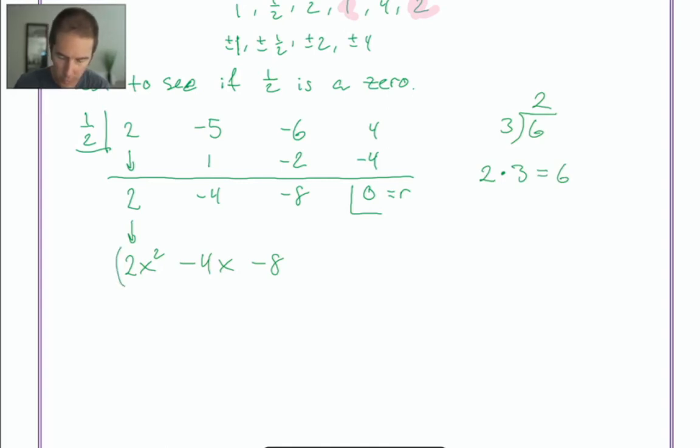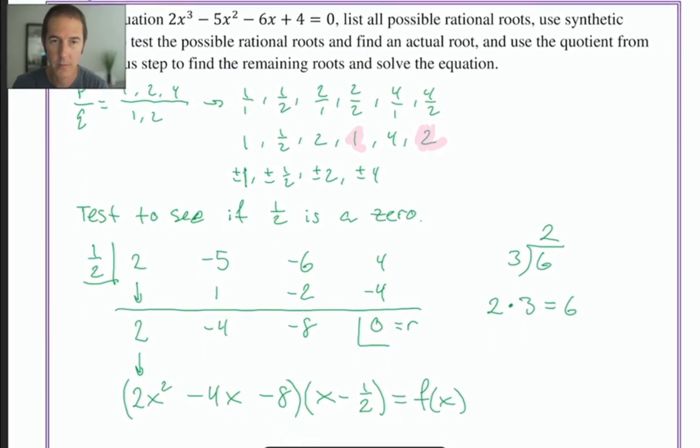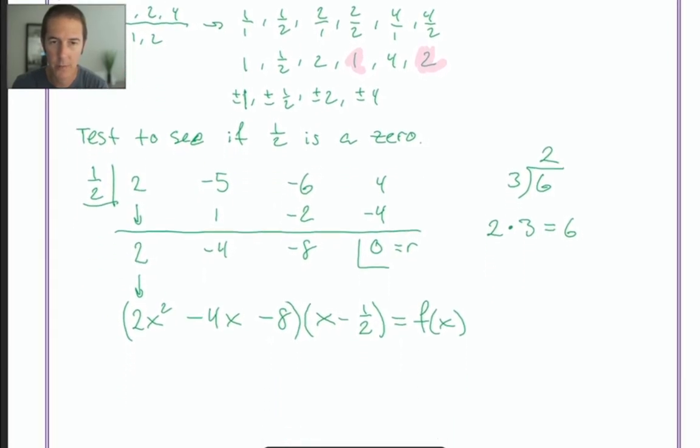This is the quotient. It's the result of our division. If we multiply by the divisor, we would get our original function, the dividend, which if you want to write it in place of f of x, it's this thing up at the top, 2x to the third minus 5x squared minus 6x plus 4.